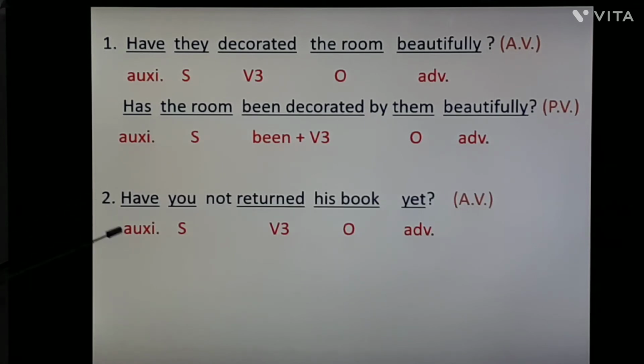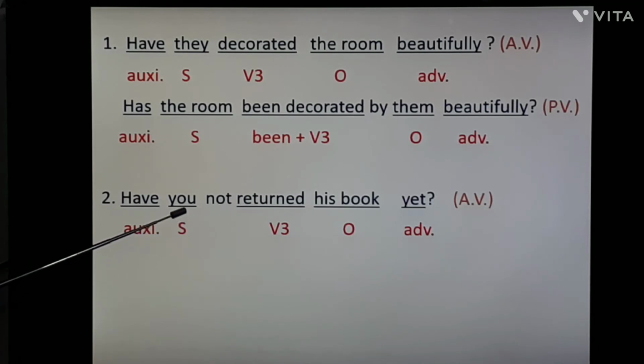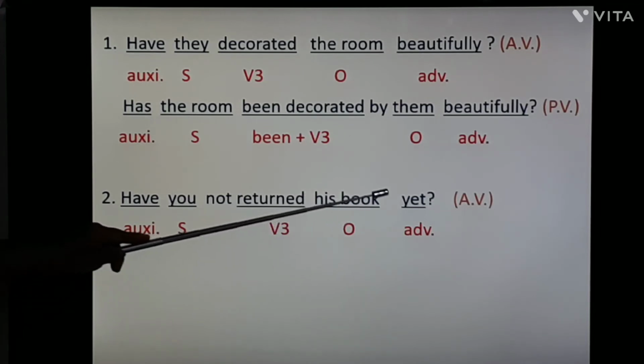Next, have you not written his book yet? Now see, this kind of sentence, if asked, how to turn it to passive, that we will see here. This is active voice because been is not given and by is also not given. Have, auxiliary verb, you, subject, not is given, written, V3 form, his book, object, and yet, adverb.